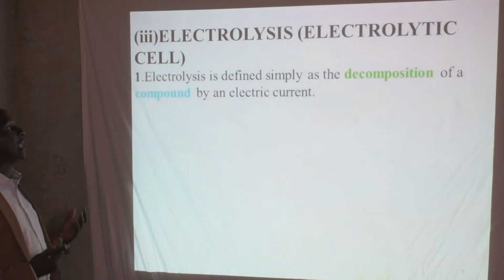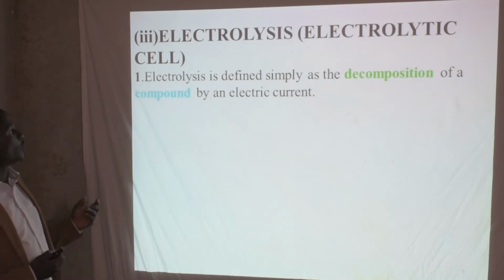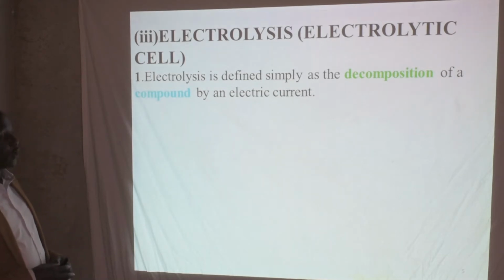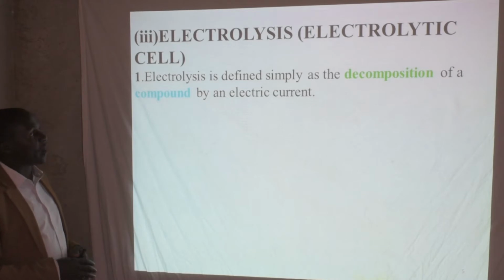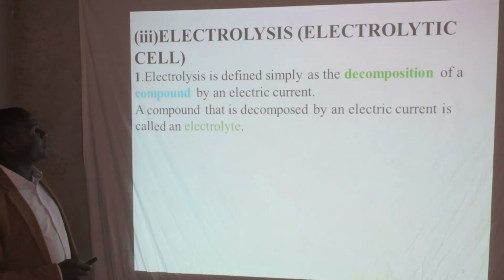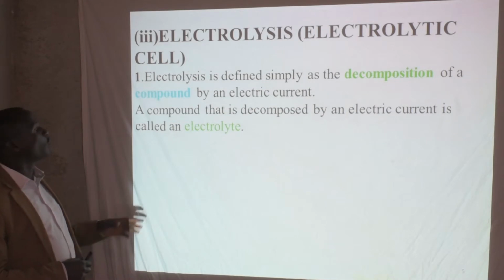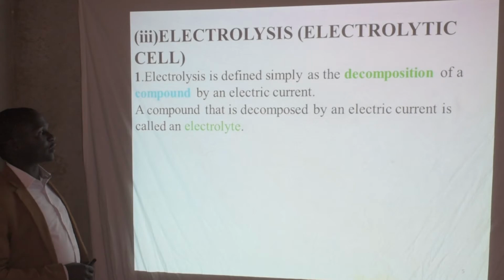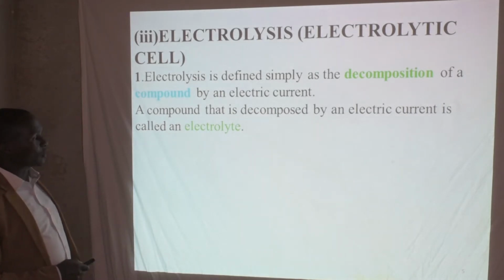What is electrolysis? Electrolysis, in a simple definition, is the decomposition of a compound by an electric current. A compound that is decomposed by electric current is called an electrolyte. We should highlight that it is an electrolyte, not any other compound. Then what is this electrolyte that we are talking about here?